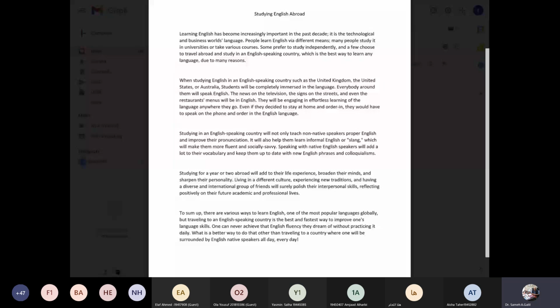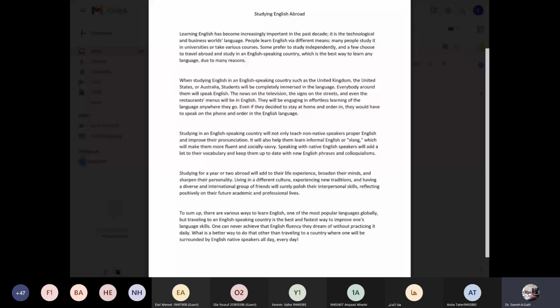She said, to sum up, there are various ways to learn English, and it is one of the most popular languages globally, but traveling to an English-speaking country is the best. She's summing up or rephrasing the whole idea by again referring to the fact that there are different ways, and the fact that the best way would be to go to an English-speaking country. So she's rephrasing the thesis statement.